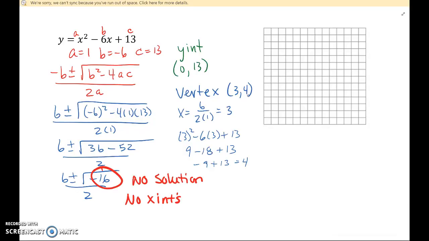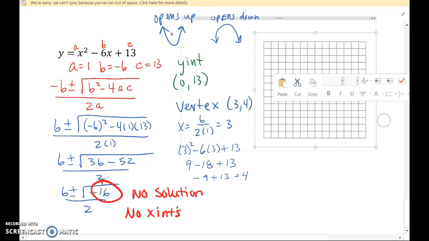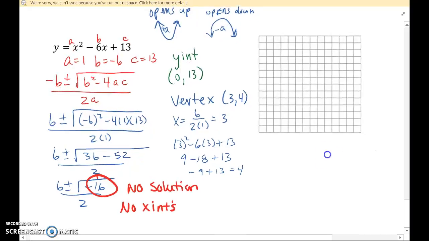And just let me note that the a value being positive, I know that my graph is going to open up, and so this is what opening up looks like. If a had been negative, then it would have opened down, so this opens up, and this would be opening down. All right, and so this is when a is positive, and this is a negative a, which we don't have here in this example.